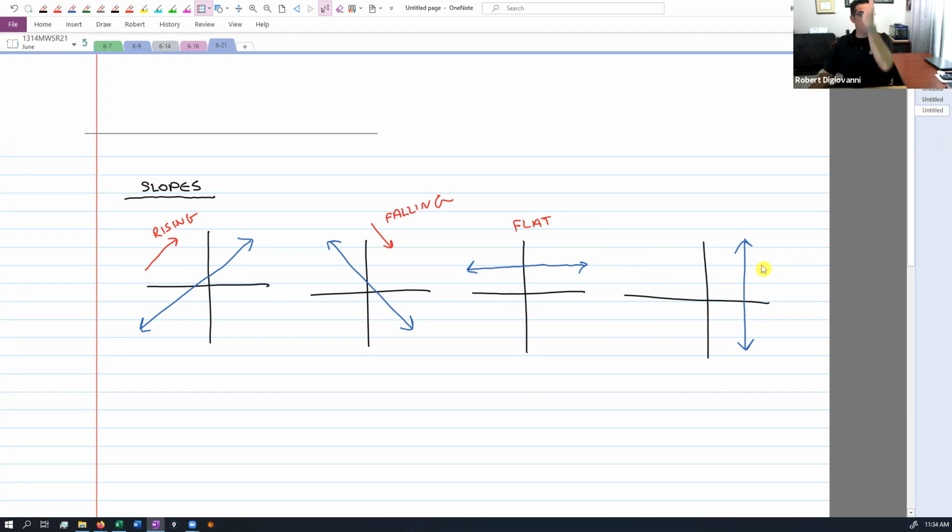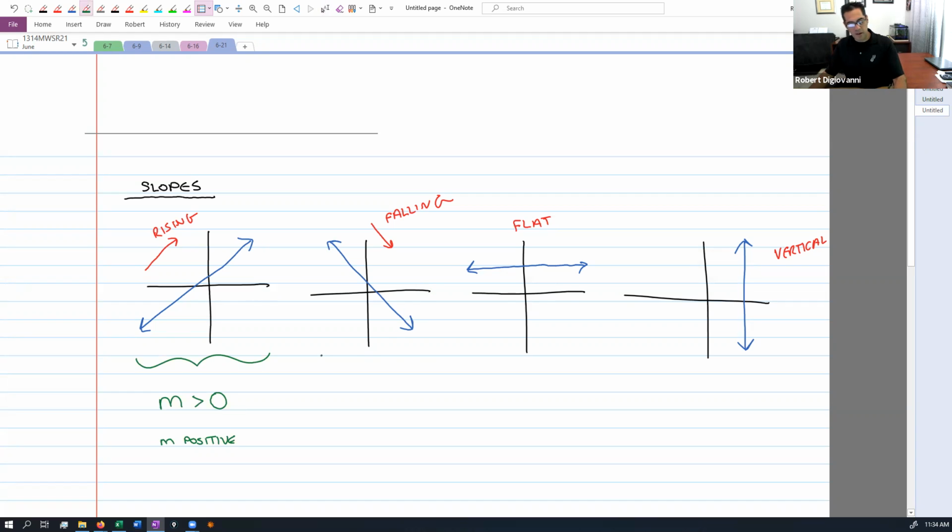And this one would be straight up and down, right? This would be completely vertical. So you can tell by just looking at the slope which of these 4 cases it's going to be. In this case, I can tell you that guaranteed the slope, M, whatever that rise over run is, has to be a positive number. Greater than 0. So slope, positive.